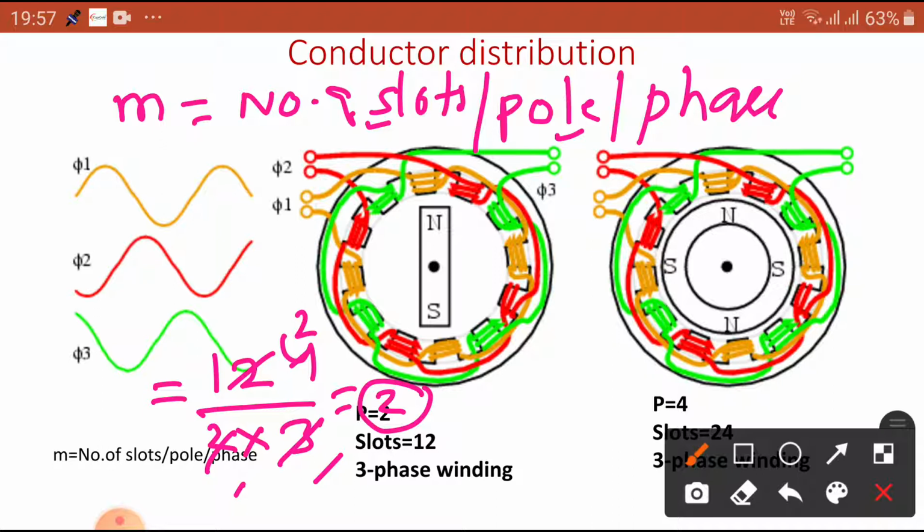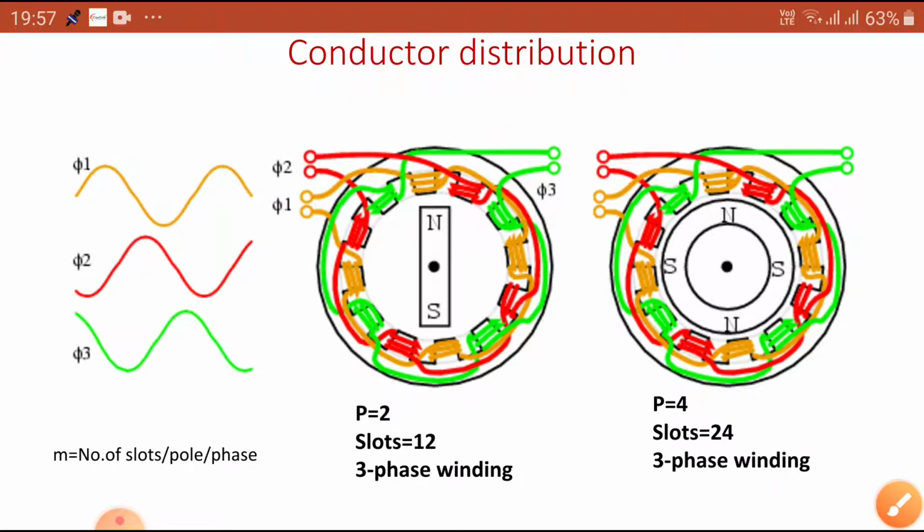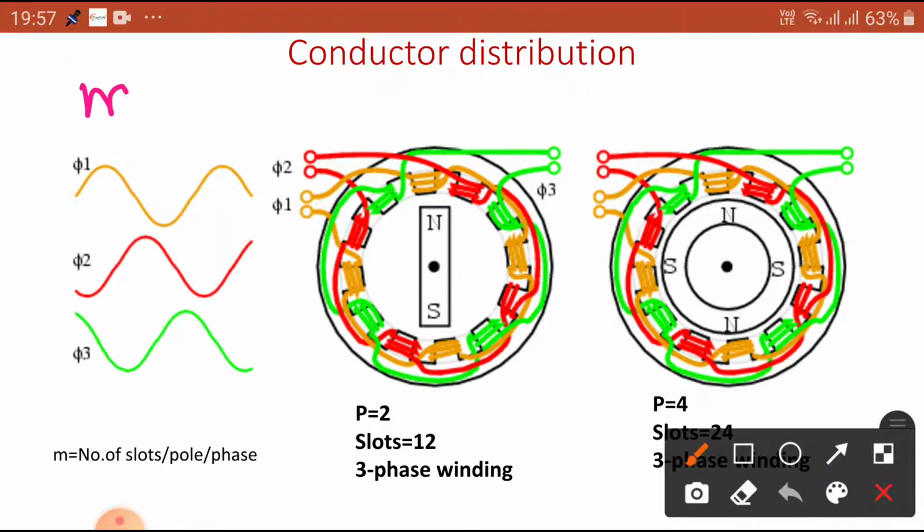For example, in case of a 4 pole machine, you can take another example. Here what is M? So you calculate here slots, M is equal to number of slots divided by number of poles. How many slots is it? 24 slots is given, divided by how many poles? 4 poles is given. How many phases? 3 phases. Okay. So here you are going to calculate.